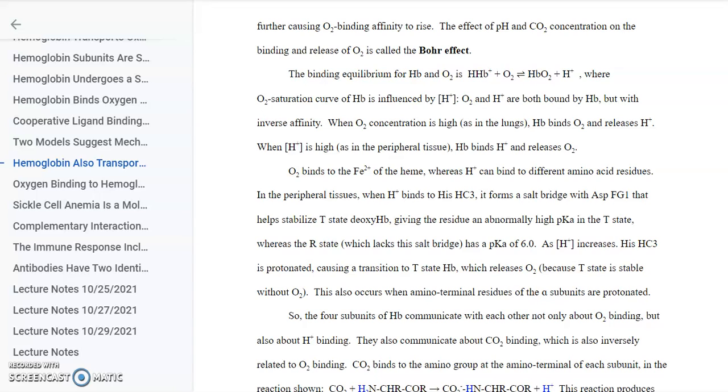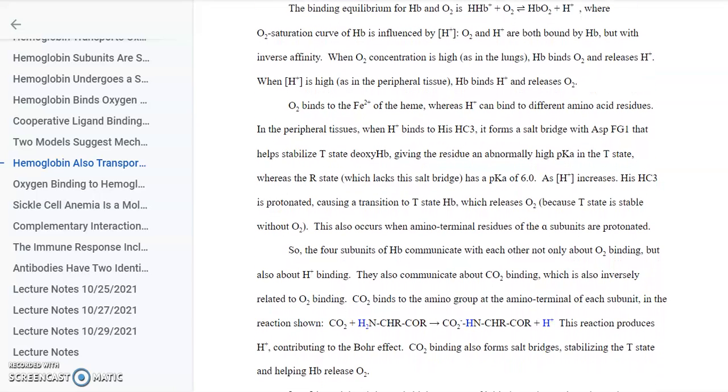The binding equilibrium for hemoglobin and O2 is in the reaction shown, where the O2 saturation curve of hemoglobin is influenced by the concentration of H+. O2 and H+ are both bound by hemoglobin, but with inverse affinity. When O2 concentration is high, as in the lungs, hemoglobin binds O2 and releases H+. When H+ concentration is high, as in the peripheral tissue, Hb, hemoglobin, binds H+ and releases O2.